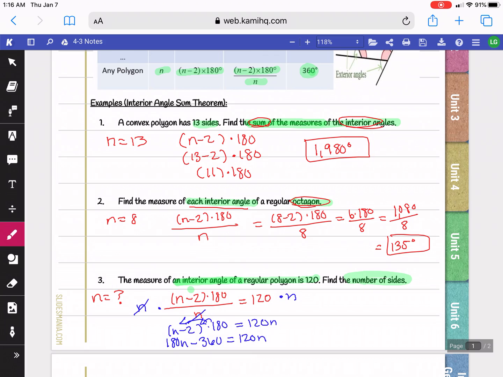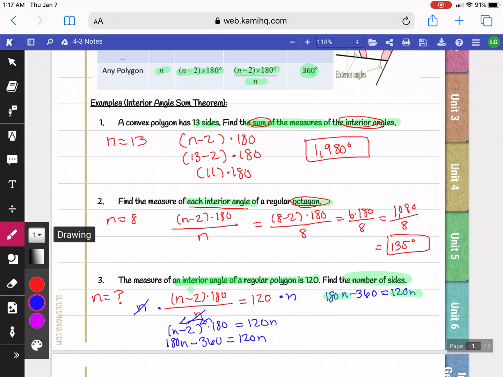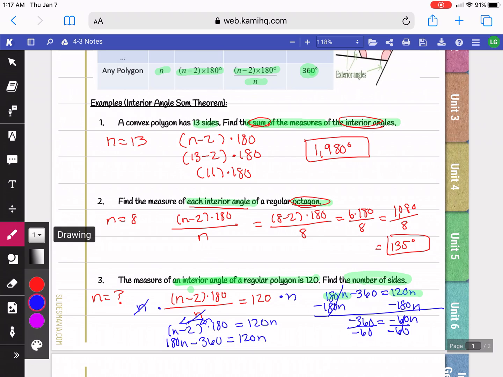Now I'm going to copy this problem over here and solve for n. Since I have n on both sides, I want to get rid of one of those. I'm going to get rid of the 180n. Then I can divide both sides by negative 60. So we do negative 360 divided by negative 60, and we get 6 as our answer for n.